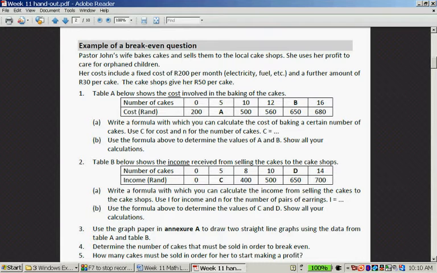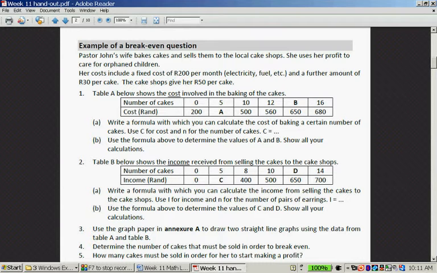Pastor John's wife bakes cakes and sells them to the local cake shop. She uses her profit to care for orphan children. Oh, that's nice. Her cost includes a fixed cost of 200 rand per month, that is electricity and fuel, etc., and a further amount of 30 rand per cake. The cake shop gives her 50 rand per cake.